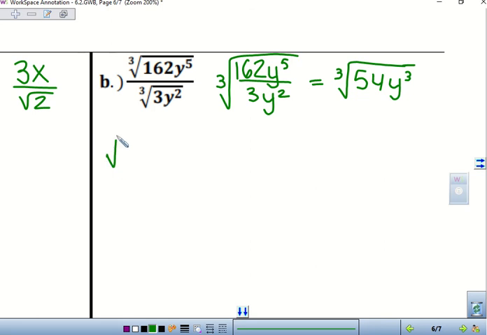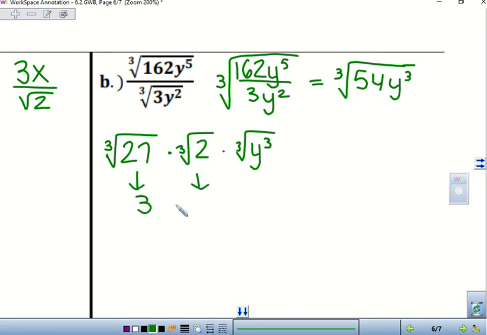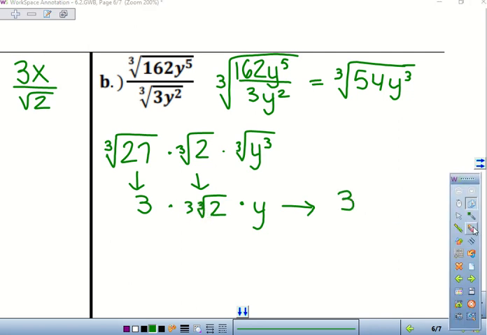So I know that I can rewrite 54 as the product of 27 and 2, right? And then we have the radical of 27, y cubed, and 2. The 27 becomes 3. The 2 stays the way it is. And the y cubed just becomes y, giving me the final answer of 3y times the third root of 2. This is an index, by the way. I kind of wrote it to make it look like it's not, so I apologize for that.